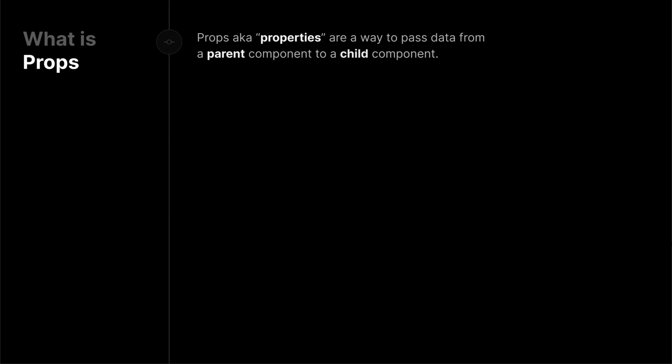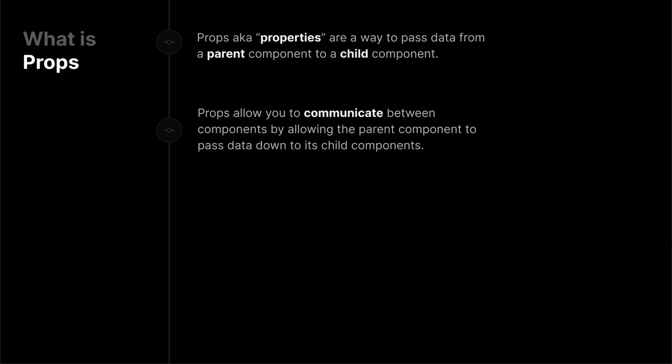Now let's talk about one of my favorite topics in this course, which is called props. So props, also known as properties, are a way to pass data from a parent component to a child component. Props allow you to communicate between components by allowing the parent component to pass data down to its child component. This is useful for creating reusable and modular components.